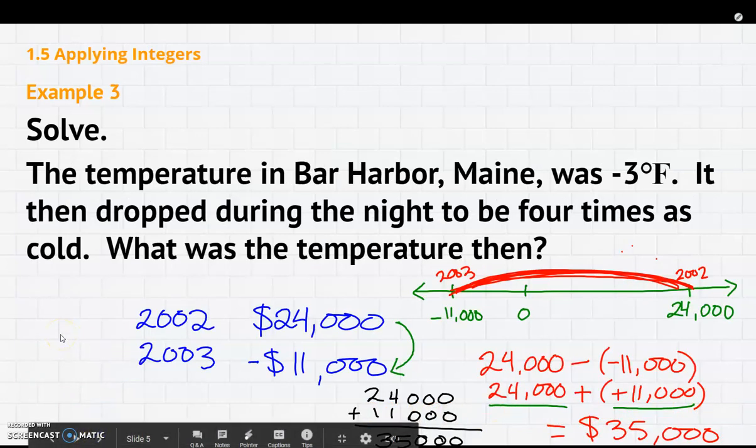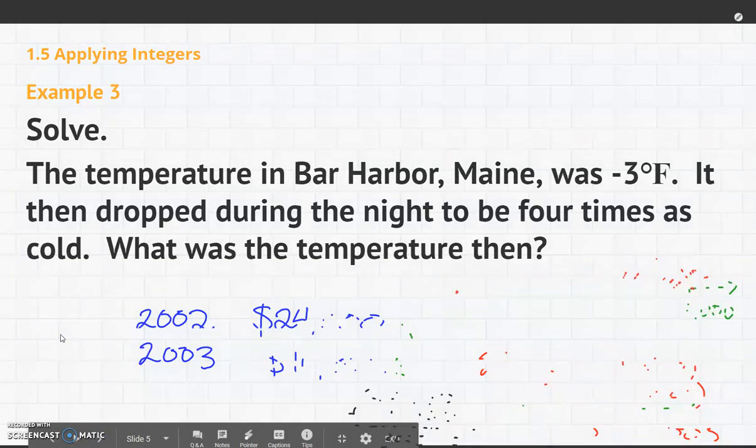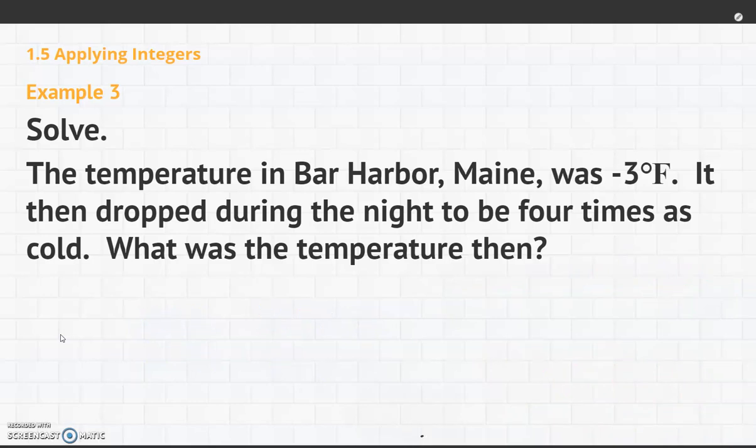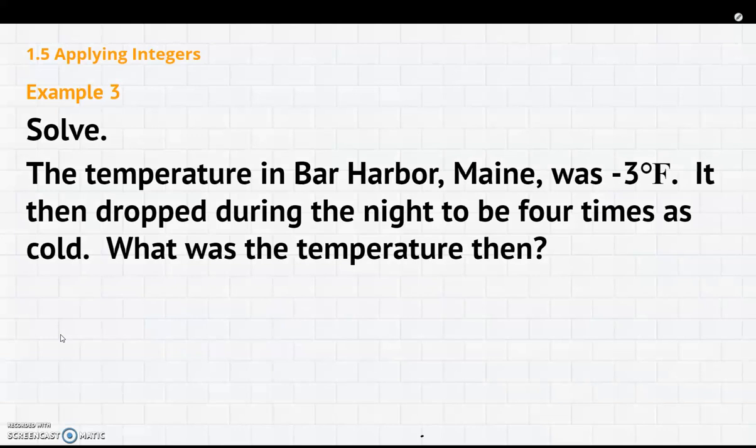In example 3, the temperature in Bar Harbor, Maine was negative 3 degrees Fahrenheit. It then dropped during the night to be 4 times as cold. What was the temperature then? Okay, we are starting at negative 3 degrees. And the problem literally says right here, 4 times as cold. So that right there should alert you that we are going to multiply by 4 to be 4 times as much.